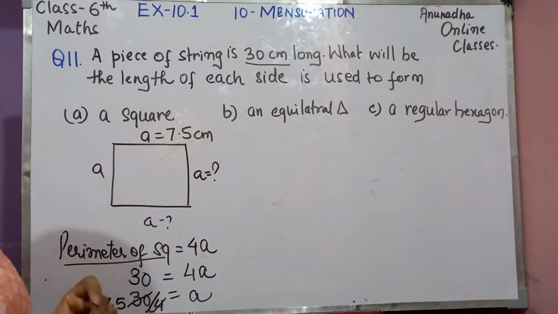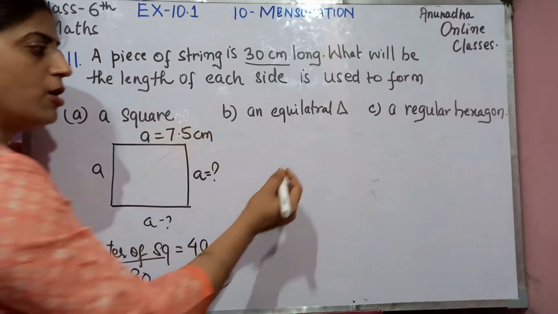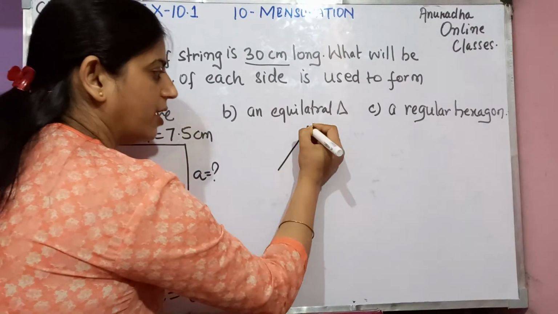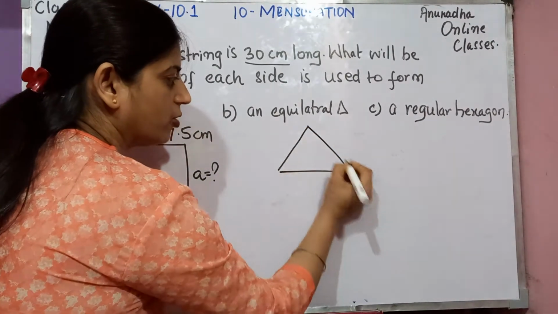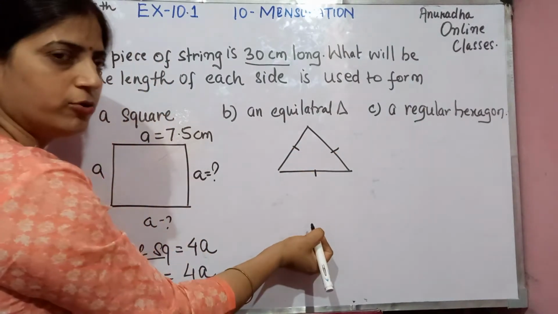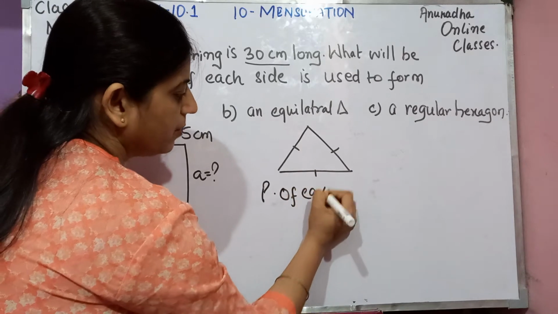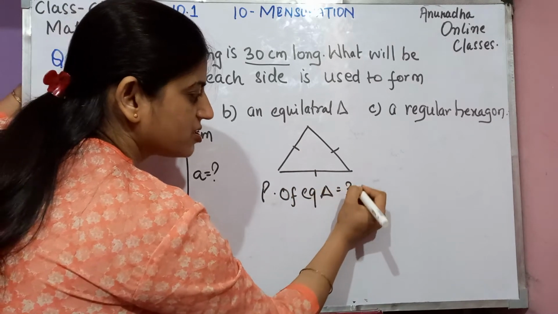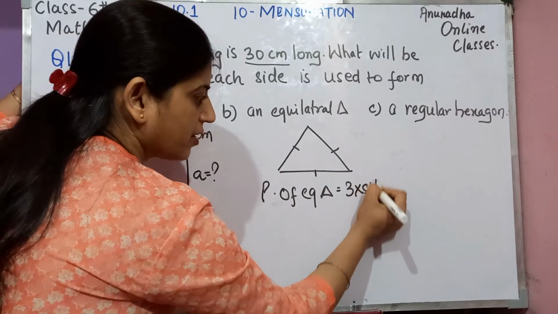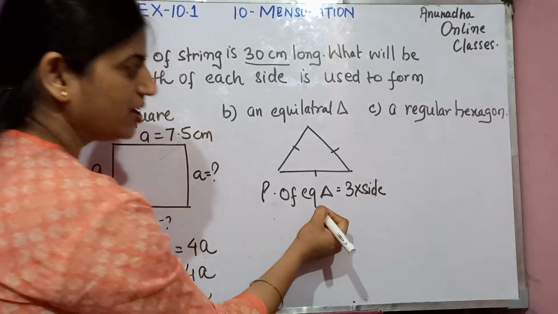7.5 centimeters. Now, अब उस string को हमने एक equilateral triangle बना दिया. Equilateral triangle क्या होता है? जिसकी तीनों sides equal होती हैं. So what is the perimeter of equilateral triangle? Perimeter of equilateral triangle is 3 into side. Right? 3 into side. Perimeter you know.